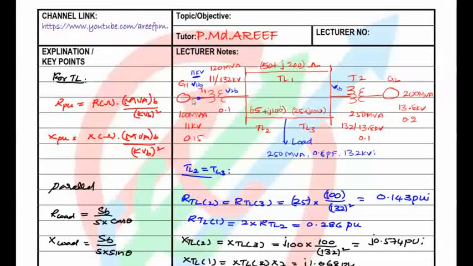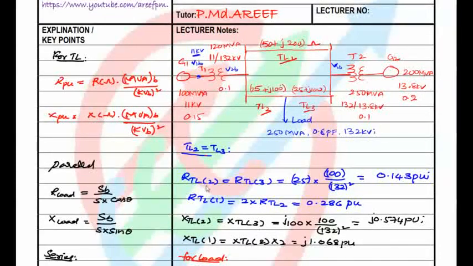Next we will consider transmission lines 1, 2 and 3. For transmission lines, R per unit is equal to R in actual values into MVA base by KVB whole square, and X per unit is equal to X in ohms into MVA base divided by KVB square. Transmission line 2 and transmission line 3 have the same values. The resistance is 25 into 100 divided by 132 square, so we'll get 0.143. Similarly for RT2, 25 into 2 means 50, and we'll get this answer.